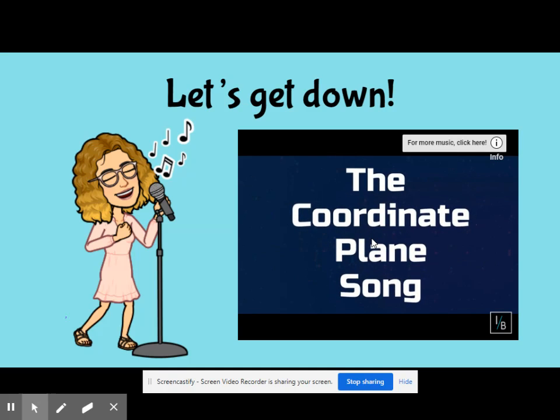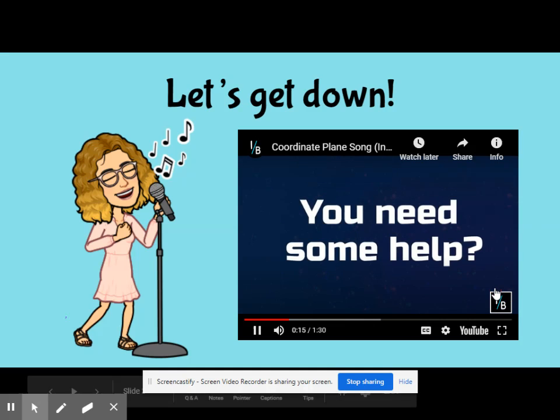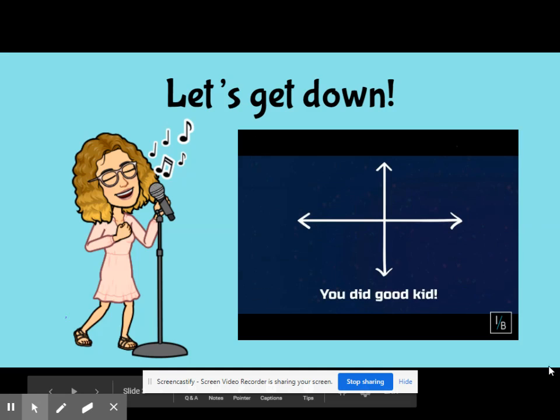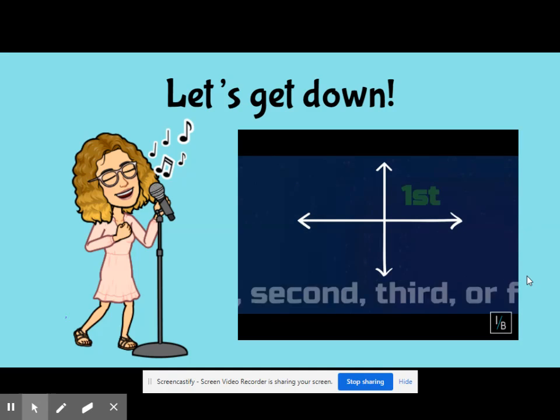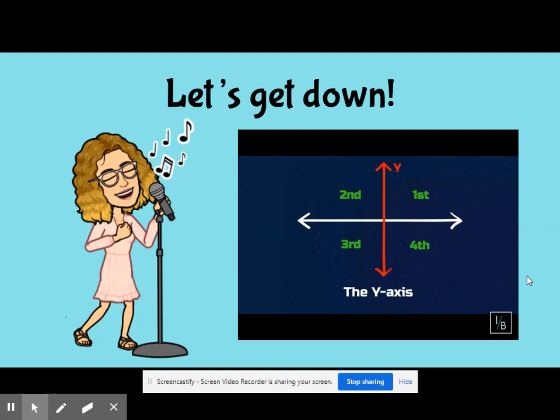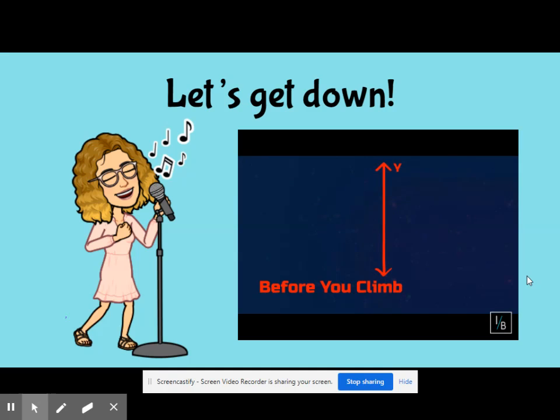Let me introduce you to the coordinate plane, the mathematics that reminds you of the battleship game. Need some help? You came to instruct the beats. You did good, kid. Four quadrants make a bar. Coordinate grid. First, second, third, or fourth. The y-axis runs south to north. The line that runs east to west, we call the line the x-axis. You gotta shovel on the carpet before you climb up the stairs.